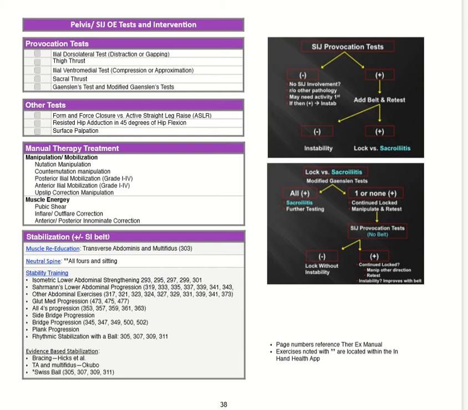All right, so we ran our SI joint test. We found that they were positive. We added a belt and retested. And now our hypothesis is lock or sacroiliitis. The second part of this flowchart helps differentiate between those two.